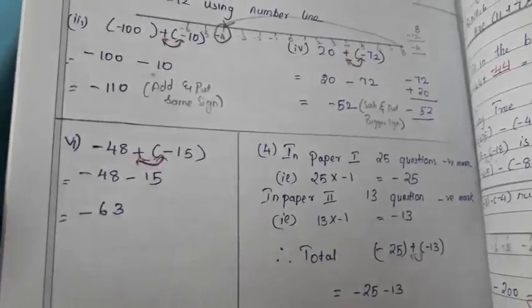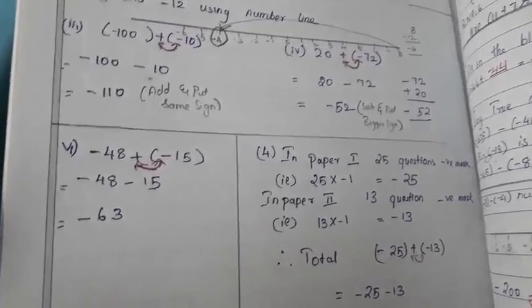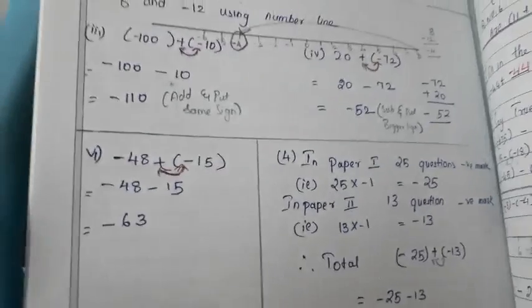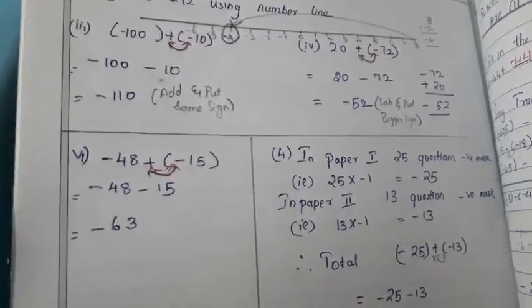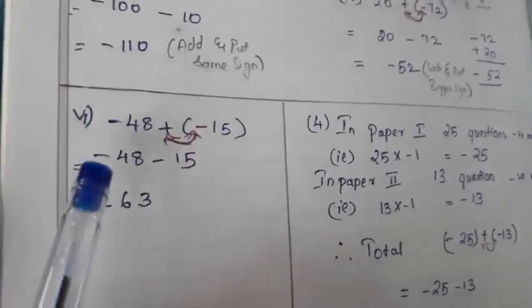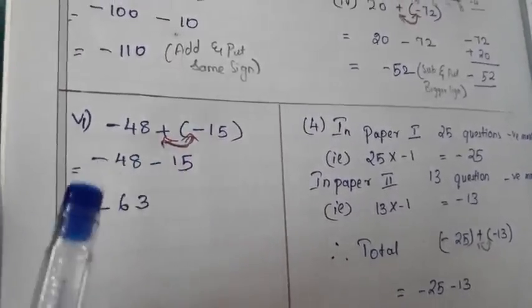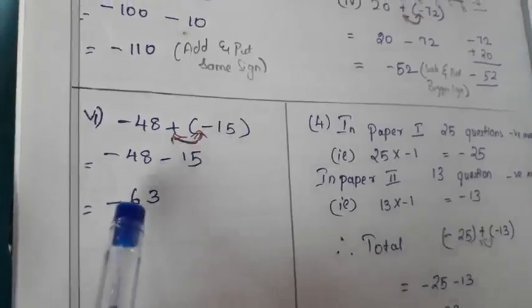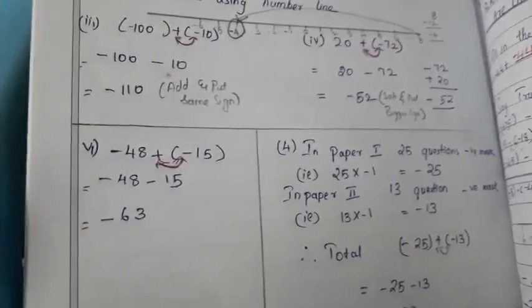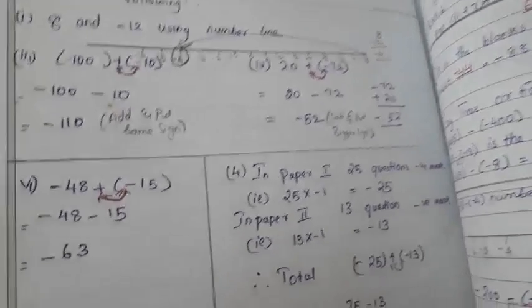And fifth question I have given you as an assignment, and sixth question, listen. Minus 48 plus of minus 15. So again plus of minus will become minus here. So 48 minus 15, so add and put the same sign. So 48 plus 15 is 63, minus sign you have to put. Clear? Okay.